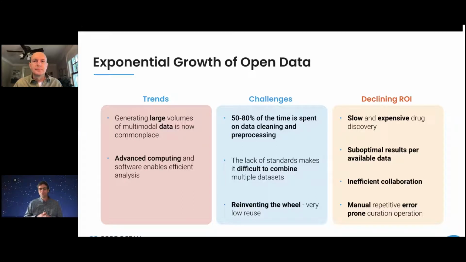And that's due to multiple factors, including the lack of standards, which makes combining multiple data sets difficult. And we keep reinventing the wheel by cleaning the same data sets again and again and developing the same methods to do so. And that results in a declining return on investment. So the discovery process is slowed down. You have suboptimal results because sometimes you cannot really analyze as much data as you would like. The collaboration is made inefficient. Sharing data sets becomes difficult if we don't talk the same language and use the same format. So a lot of error-prone curation operations happening there.